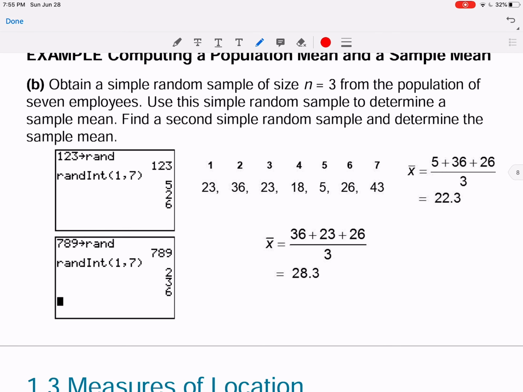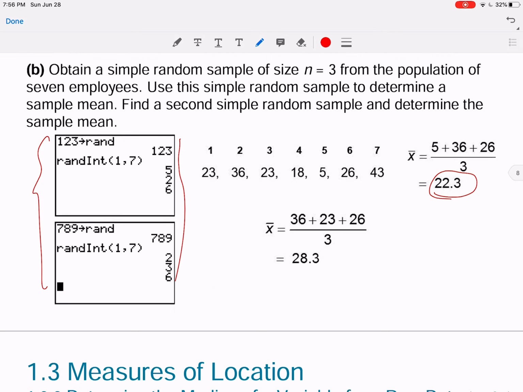And then let's take a look at part B. In this case, they select these 3 numbers, 5, 36, and 26, add them and divide by 3, and got the sample mean 22.3. We picked another 3 numbers and got another sample mean, but the philosophy is the same. The instruction here, I think, is from the calculator, about how to randomly pick 3 numbers from the data set. So we don't have to worry about this part. We just need to know how to find the sample mean and population mean. I think it's pretty straightforward.